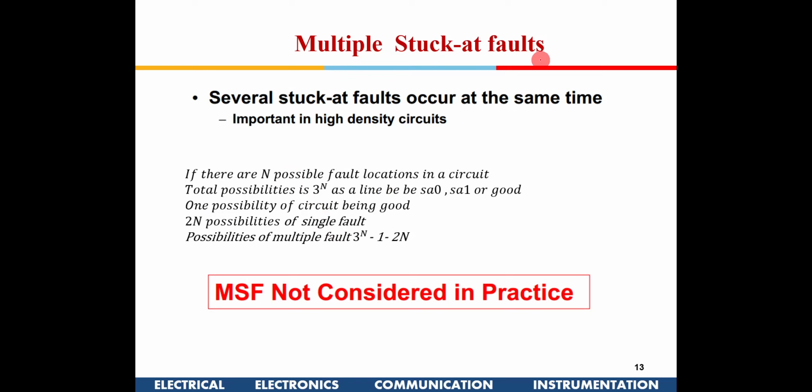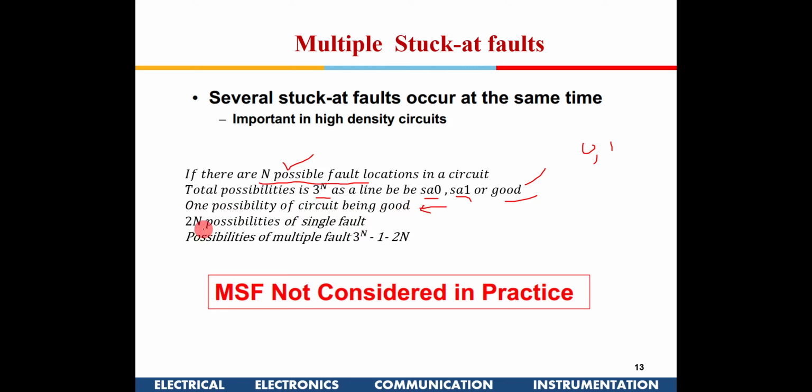Now there could be multiple stuck-at faults also, right? That means more than one fault at a given time. So if there are n possible fault locations, there could be 3n possibilities, because each line could be stuck at 0, stuck at 1, or it could be good. When I say good, it can take a value of 0 or 1 depending on the inputs. So there are 3 different possibilities for each line, and one possibility of the entire circuit being good, right?